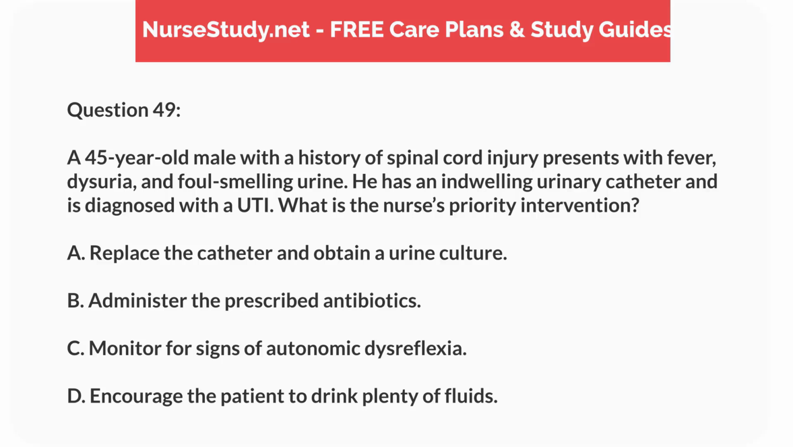A. Replace the catheter and obtain a urine culture. B. Administer the prescribed antibiotics. C. Monitor for signs of autonomic dysreflexia. D. Encourage the patient to drink plenty of fluids.